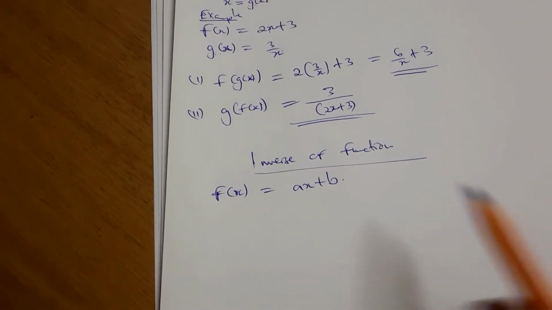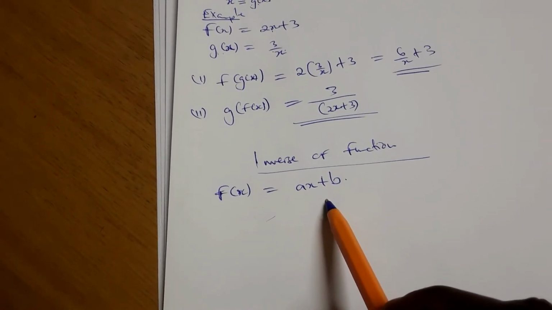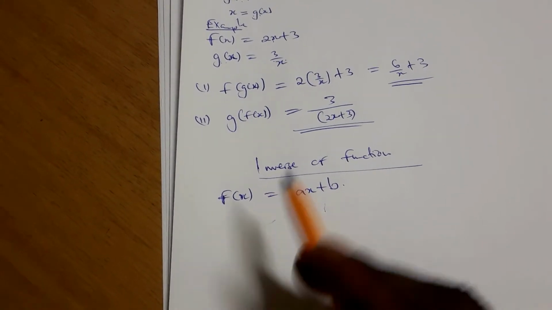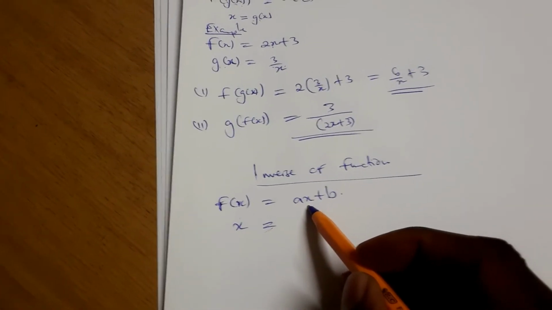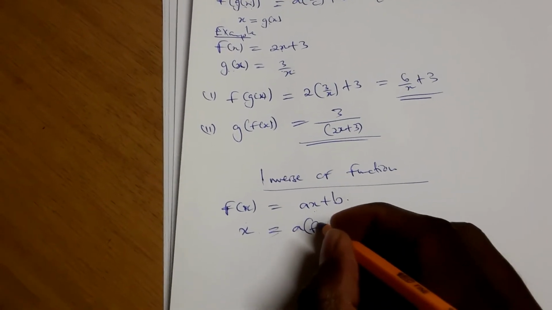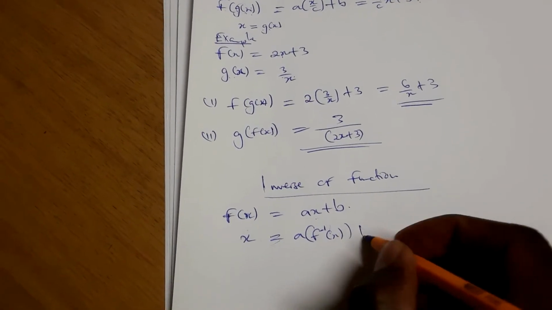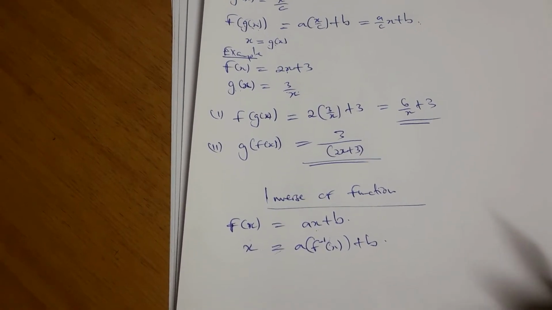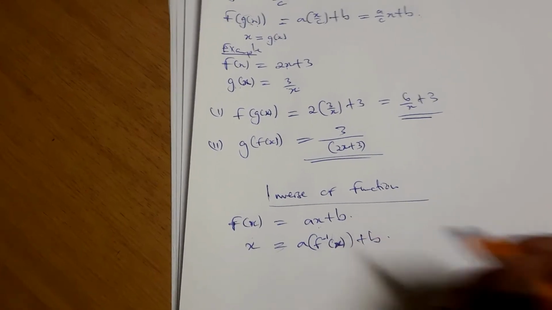When you are told to find the inverse of this function, what I want you to do is change it: where this f of x is, you put x, then where this x is, that's where you put your inverse. So you put f to the power -1 of x plus b. Or you can put it as y and change it later, but I would advise using this one so that you won't get confused.